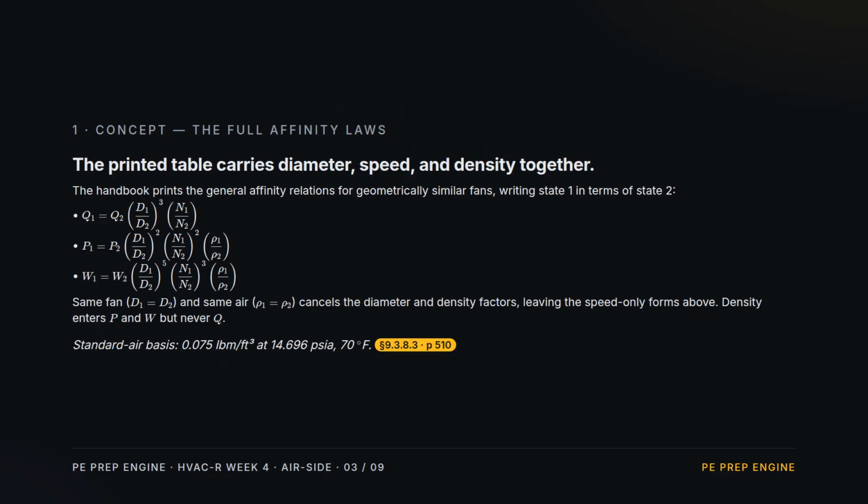Concept 2. The full affinity laws. The printed table carries three factors at once: the diameter ratio, the speed ratio, and the density ratio. Flow goes as diameter cubed times speed. Pressure goes as diameter squared, speed squared, and density. Power goes as diameter to the fifth, speed cubed, and density. For one fixed fan moving the same air, the diameter and density factors are 1, and everything collapses back to the speed-only forms. Notice density affects pressure and power, but never flow.